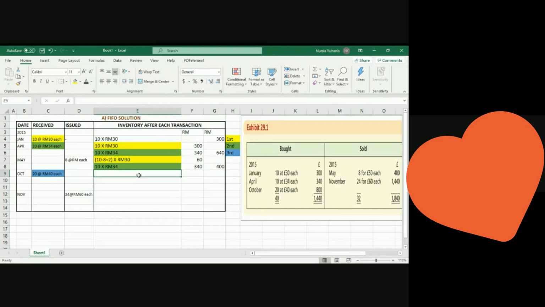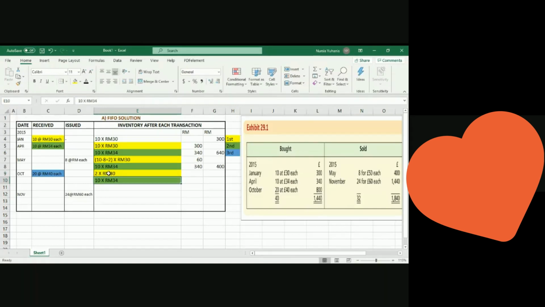So after May we have October. In October, from the question, you purchase, so I put it under receive, 20 materials at 40 ringgit each. So you just copy the question here. Now there are no sales, so you just skip to the inventory after each transaction. When you want to do this side, I suggest just like before, you copy these two and then paste here. I removed the calculation part here.